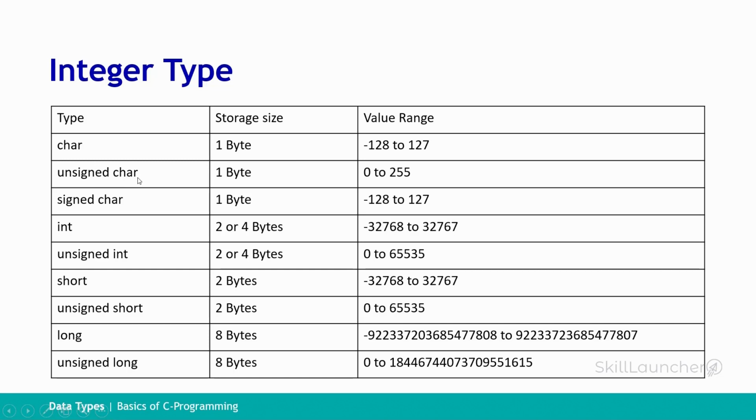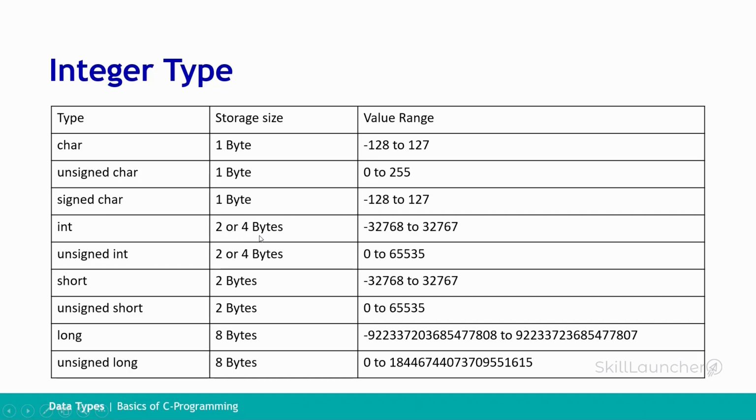Unsigned means it cannot store negative values. It will only store positive values. So its range becomes 0 to 255. Similarly, signed characters have a range from -128 to 127. Now comes the widely used data type, that is int. The storage size for int is 2 or 4 bytes depending on your system configuration.